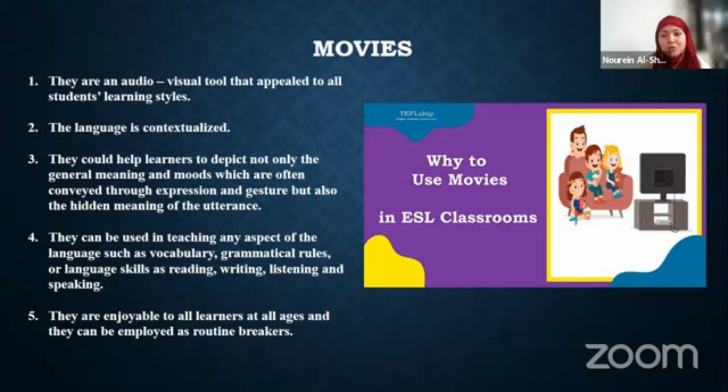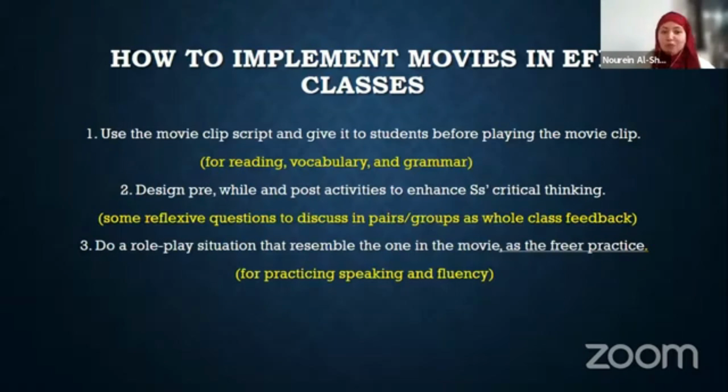And of course, they are enjoyable to all learners at all ages, because they are used as routine breakers. So other than using the textbooks, or the smart board or the whiteboard, we can use movies as routine breakers. How to implement movies? First of all, we can use the movie script, and I use this with my low levels, elementary or pre-elementary levels. Just get the script, make them read it, highlight any vocabulary that is difficult for them, and this will boost reading and vocabulary.